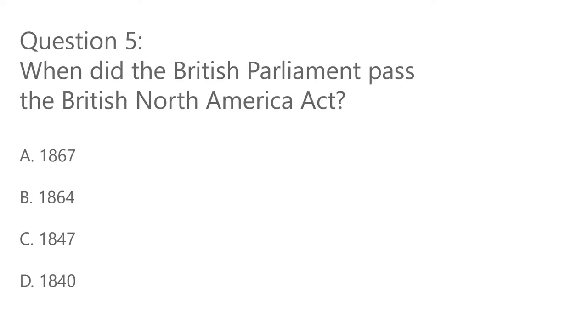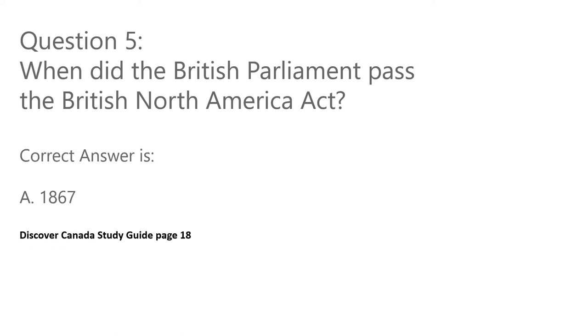Question 5. When did the British Parliament pass the British North America Act? A. 1867. B. 1864. C. 1847. D. 1840. Correct answer is A. 1867. Discover Canada Study Guide, page 18.